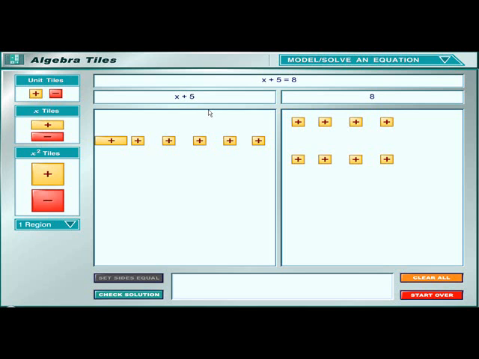So in this case, because the operation in this equation is addition, the inverse operation is subtraction. Therefore, we must subtract 5 from this side of the equation. And in order to do that, we cancel out the positive 5 or the plus 5 by subtracting 5, or use 5 negative unit tiles. So we're going to drag 5 negative unit tiles to this mat.